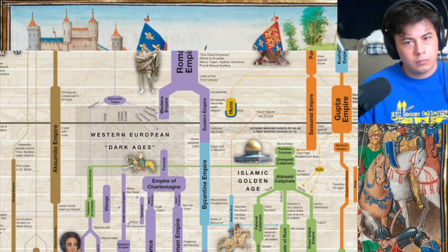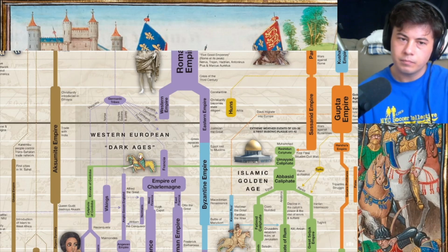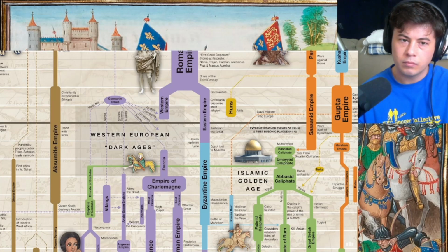For example, the Huns moved into Europe from the east, and this pushed several Germanic tribes south, bringing them into conflict with Rome. Eventually, it was these Germanic tribes, known to the Romans as barbarians, who caused the fall of the Western Empire and plunged Europe into the so-called Dark Ages.